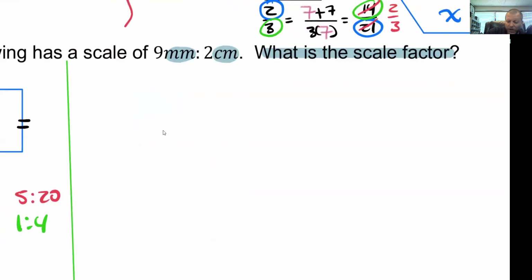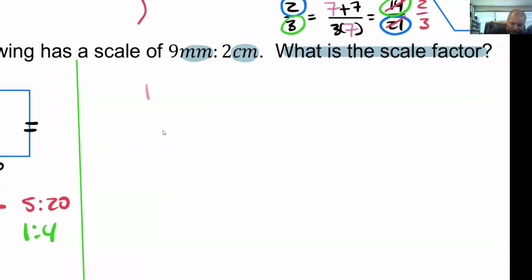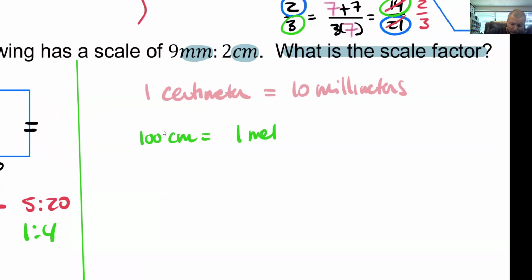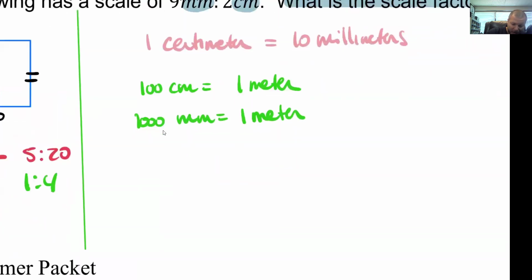If you're unsure, I don't know how you would know this without looking it up, but you might know that 1 centimeter equals 10 millimeters. So that's going to be our conversion in a second. Or you could also think about things in terms of a common unit like meters. We know that 100 centimeters equals 1 meter, and 1,000 millimeters are equal to 1 meter. So this would be like saying 100 centimeters are equal to 1,000 millimeters.